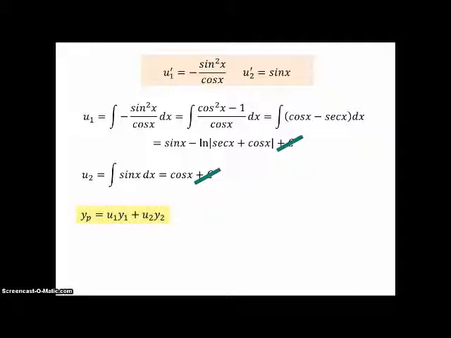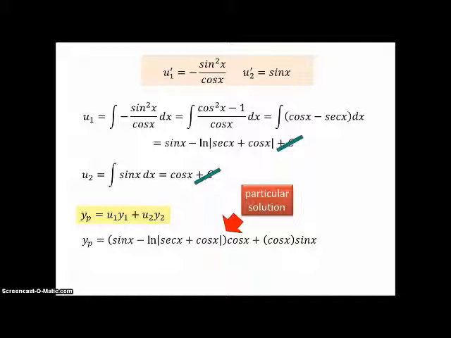Here's yp, the formula for yp. We now have all our ingredients. We substitute that huge quantity for u1 times y1, which is cosine x, and then u2 is just cosine x times y2, which is sine x. Okay, and that's all they asked for in this example, the particular solution.